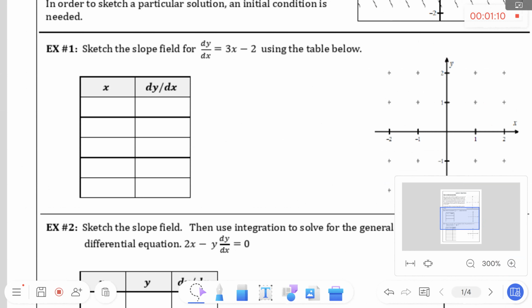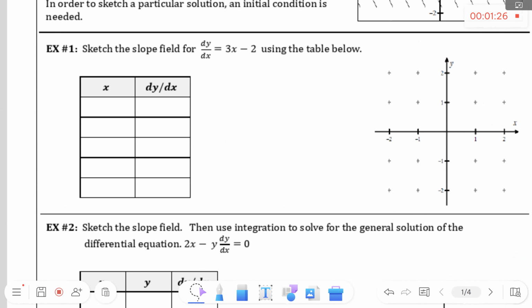Okay, let's just do the easy part. The easy part we just plug and chug. They give you a differential equation, dy over dx equals 3x minus 2. Let's just plug and chug. Pick a number. One. Let's pick one. I'm going to start from left to right because that's what's on the table.